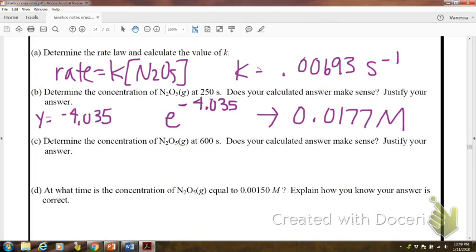Okay, so it wants you to do it for 600 seconds as well, so you're going to do the same thing. Second trace again, value, and then type in 600. It's going to tell you invalid.